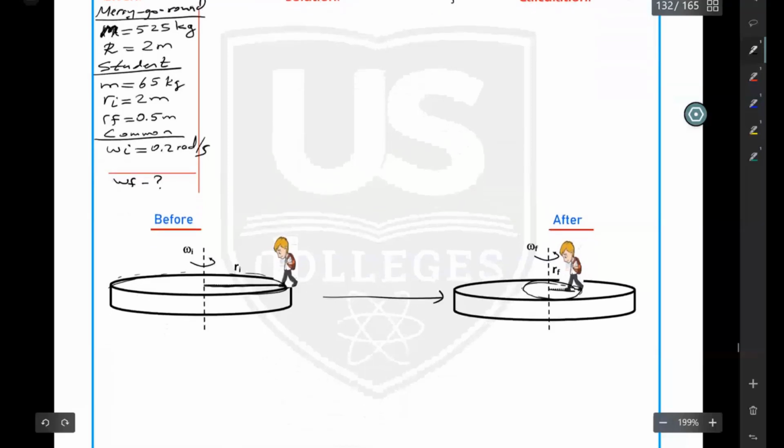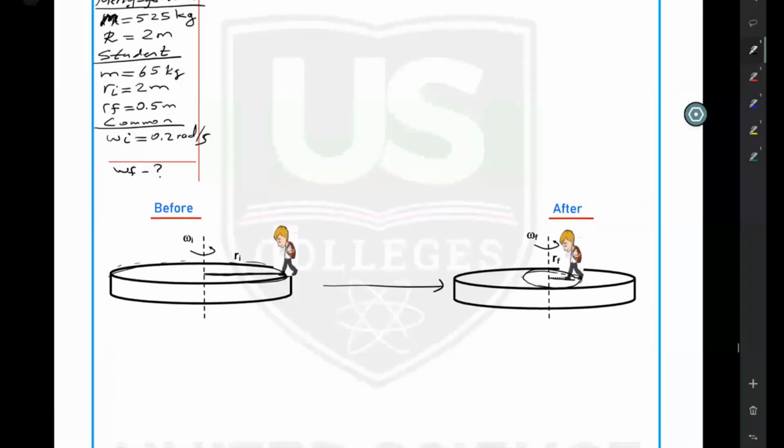So let's go for the calculation. I wrote everything down, I recorded them. As I said, first you have to calculate the moment of inertia because you have to apply angular momentum. Because angular momentum is what? L is equal to I times omega. So the moment of inertia must be calculated initially and finally. Then you can apply this equation.